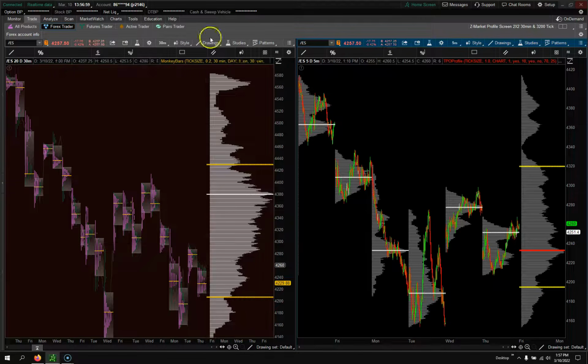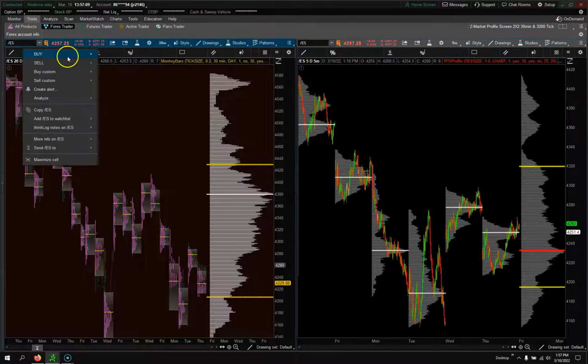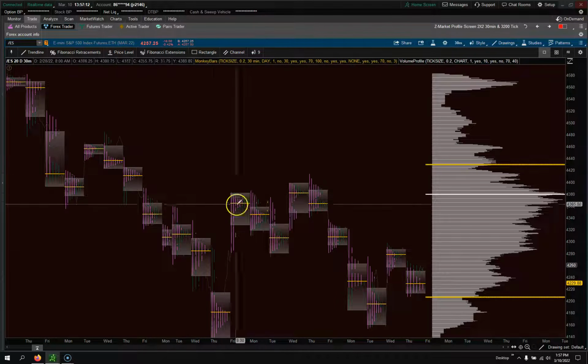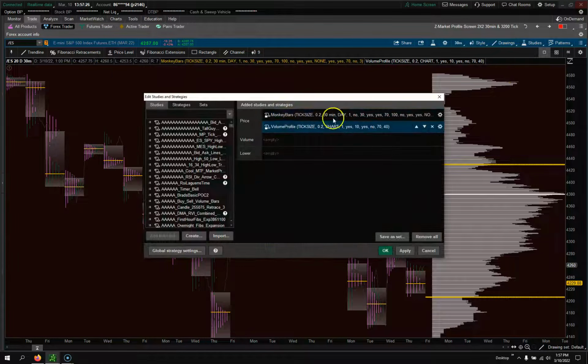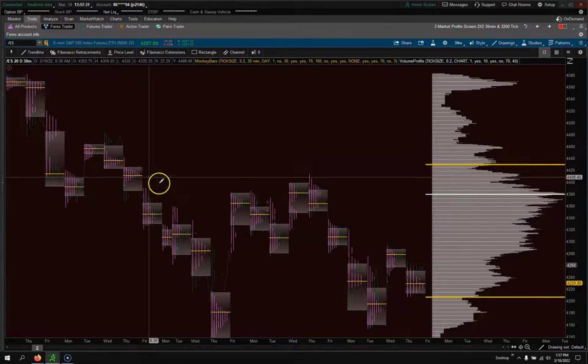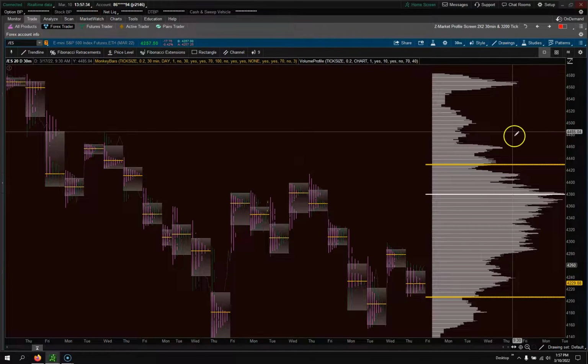First thing, I'm going to give you a rundown of the different kinds of market profiles and volume profiles that I use. The first one is going to be this chart. This is giving me market profile. If we go into settings, it's going to show you a different type of time frame. So this is actually monkey bars with volume profile, right? These are the monkey bars. This is the volume profile.